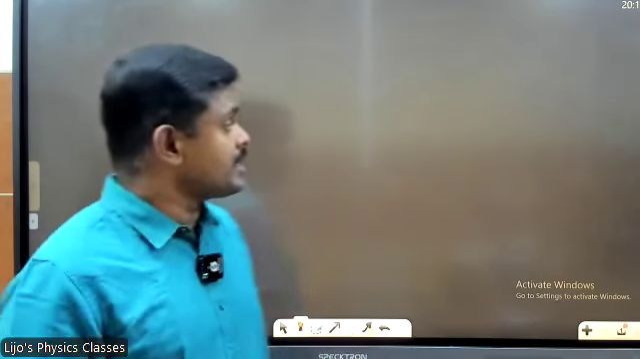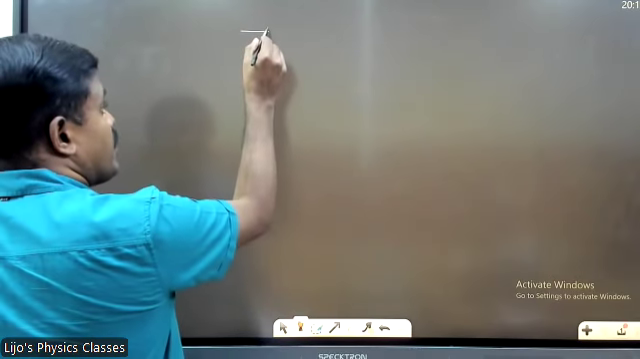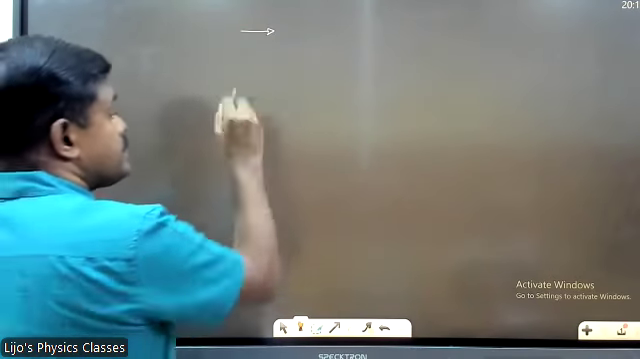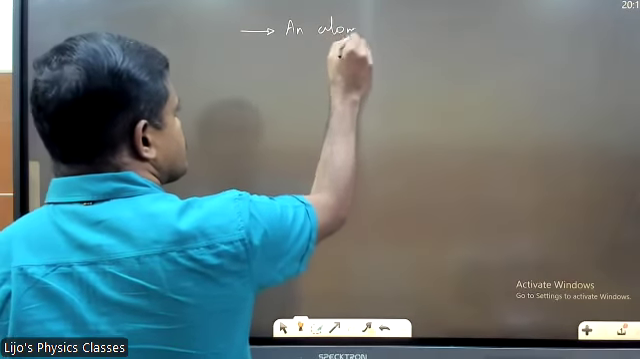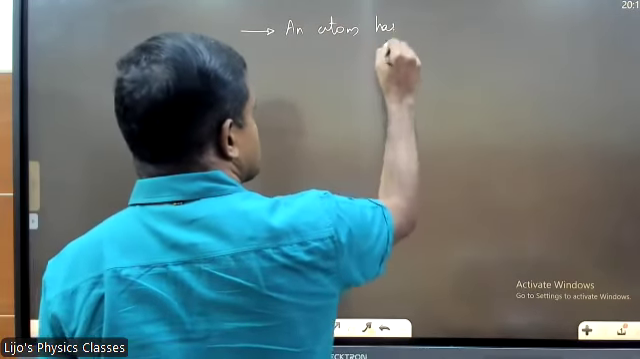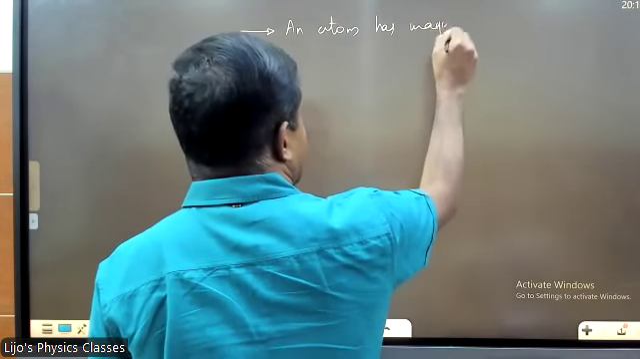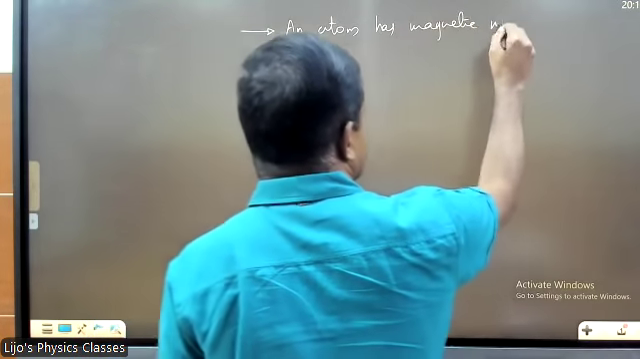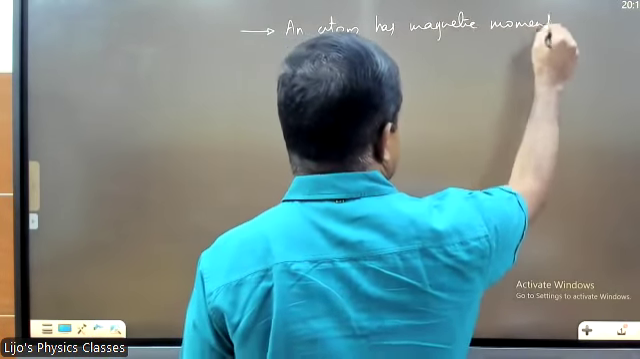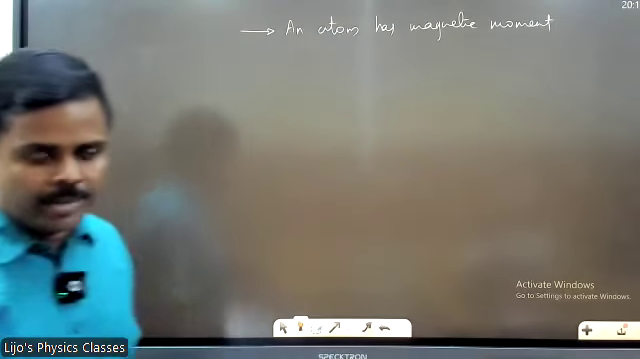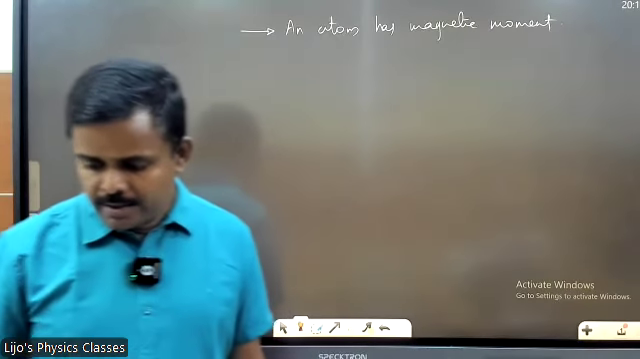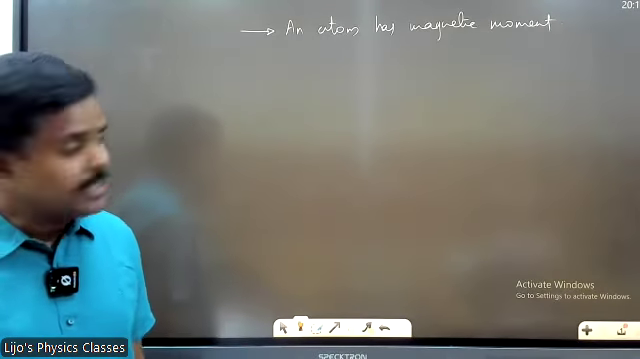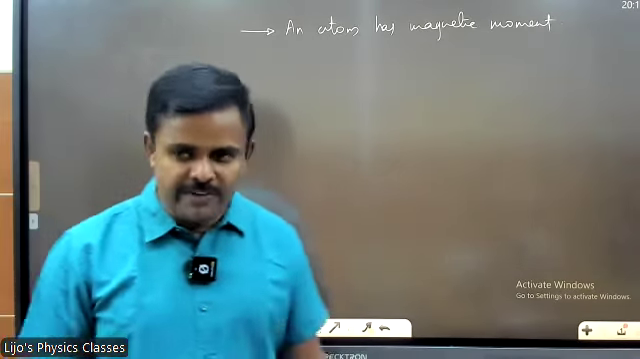All right, so just like this, the first point you have to know is an atom has a magnetic moment. Every atom behaves like a magnet. Am I correct? Every atom has a magnetic effect, right?